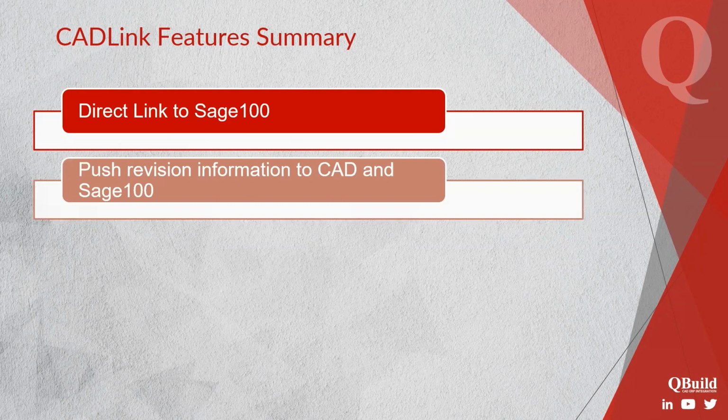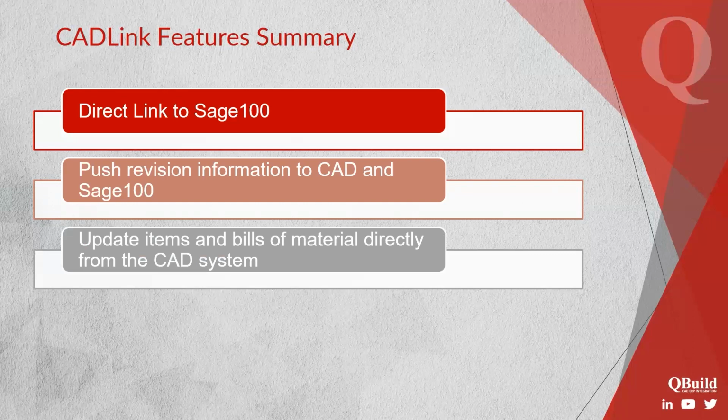Next, we saw how we can push revision information to the CAD and Sage 100, therefore the bidirectional capabilities of CADLink, as well as keeping the data in sync. We saw how Naoki talked about having different descriptions from the CAD system and Sage 100, and how we can control that and make changes and push bidirectionally to make sure that both our systems are in sync. And lastly, we saw how we can update items and bill of material information directly from our CAD system to Sage 100.